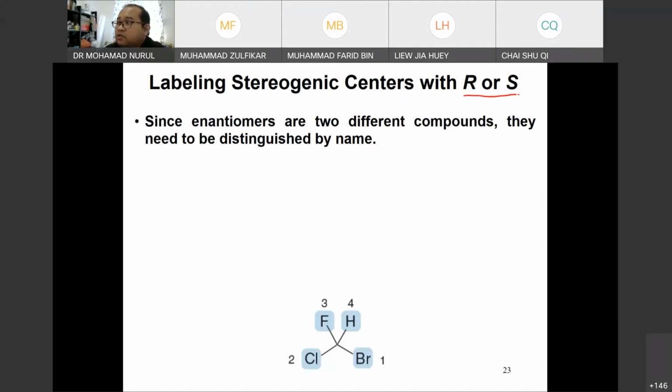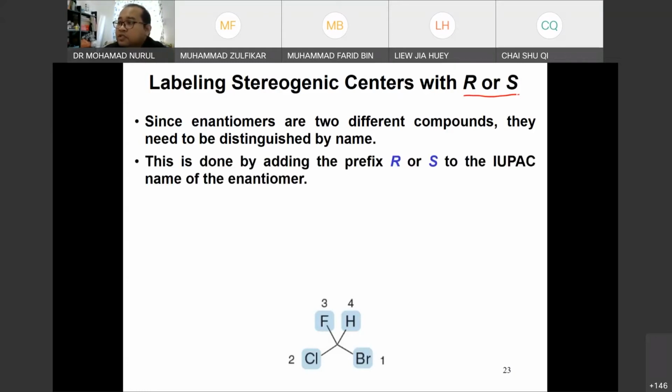Since enantiomers are two different compounds, they need to be distinguished by name. This is done by adding the prefix R and S. That is why we call it stereo. Stereo means the positions. The name is the same, but the orientation or representation of the compound could be different.